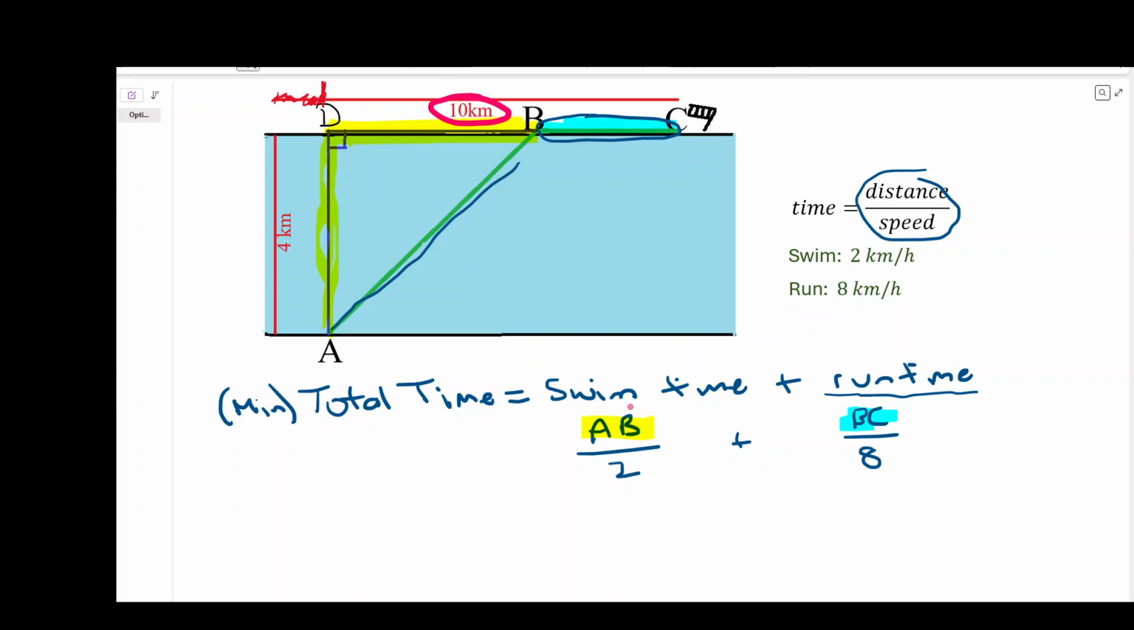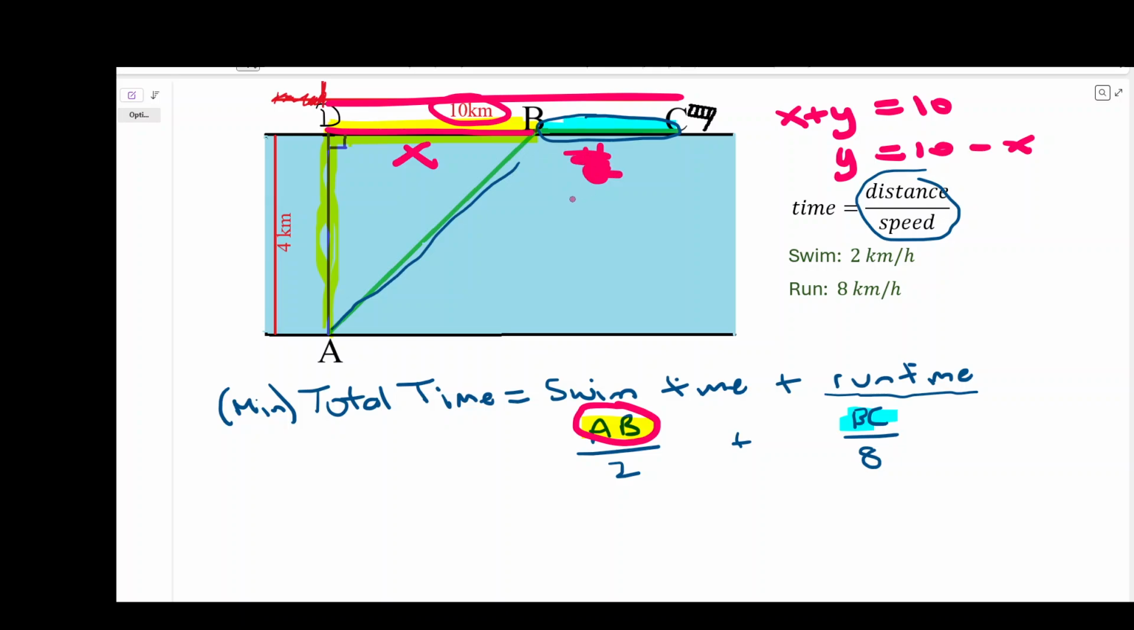And because AB is going to be used in the Pythagorean theorem, I want this distance that's part of that calculation to be as simple as possible. So I'm going to call that x. And that means if you want, you can temporarily call that y, knowing that x plus y has to be the whole 10-kilometer distance, and therefore y is 10 minus x. So I'm just going to call that 10 minus x.